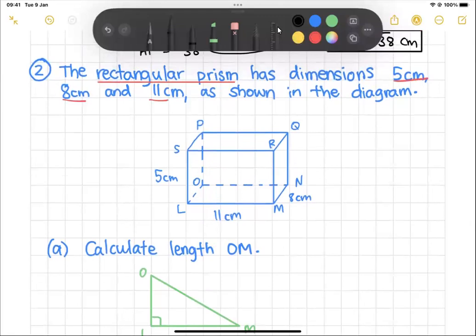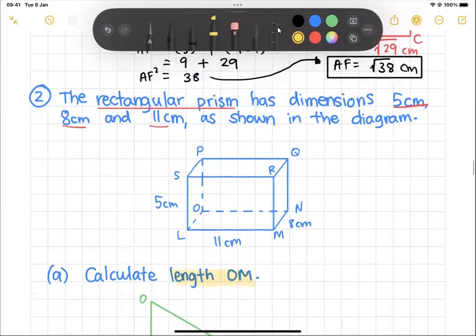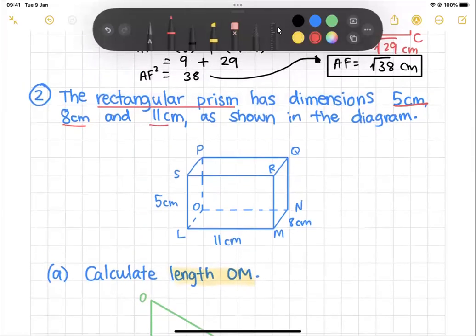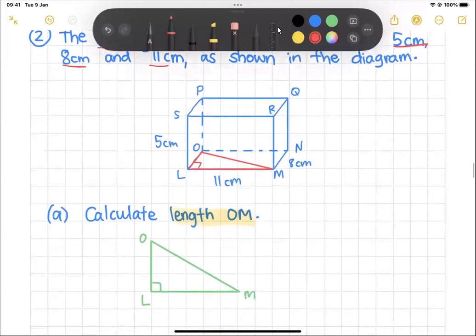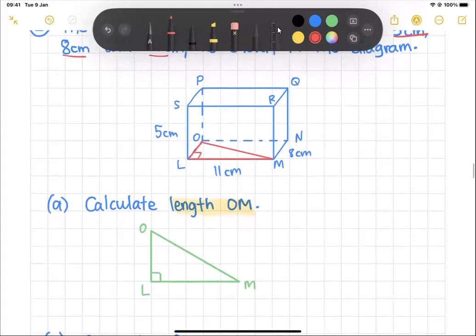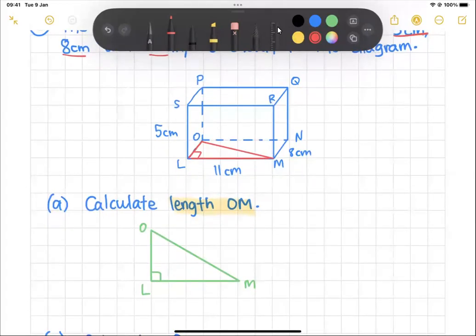So I'm going to highlight this. This is what I'm trying to calculate, the length of OM. Let's look at our main diagram. OM is right here, right? And if I use what I learned in the first question, I know what OL is, and I know what LM is. And it kind of looks like a right angle triangle. So I've drawn a separate right angle triangle right down here in the green.